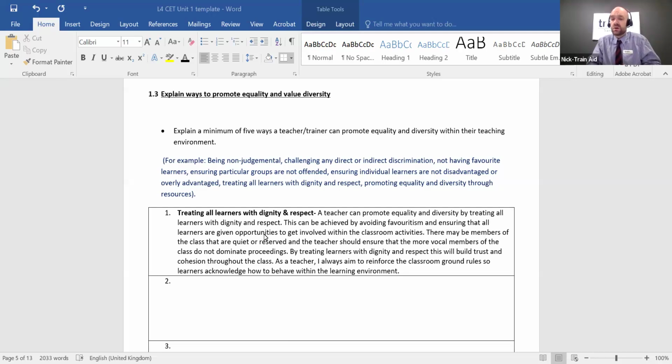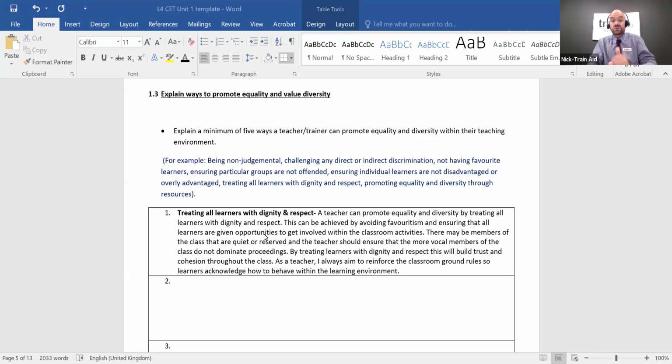There may be some learners who are quite quiet, reserved, reluctant to get involved, whereas some learners might be quite vocal and dominate proceedings. So it's about being mindful of that. I think it's vital that we ask questions of all learners to get them involved within group work as well, and really check in with them. Even if you do have vocal learners, try to ask questions of all learners so they're included within the group as well. By treating learners with dignity and respect, this can build trust, a good rapport, and also team cohesion throughout the class.